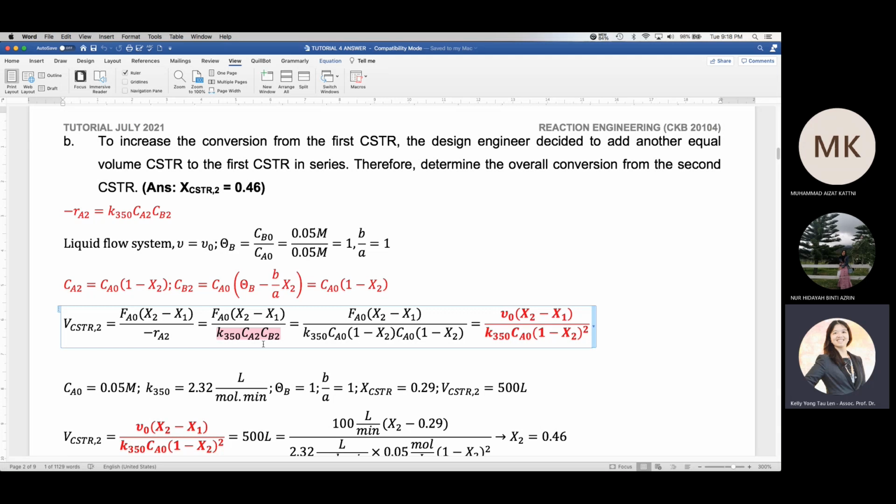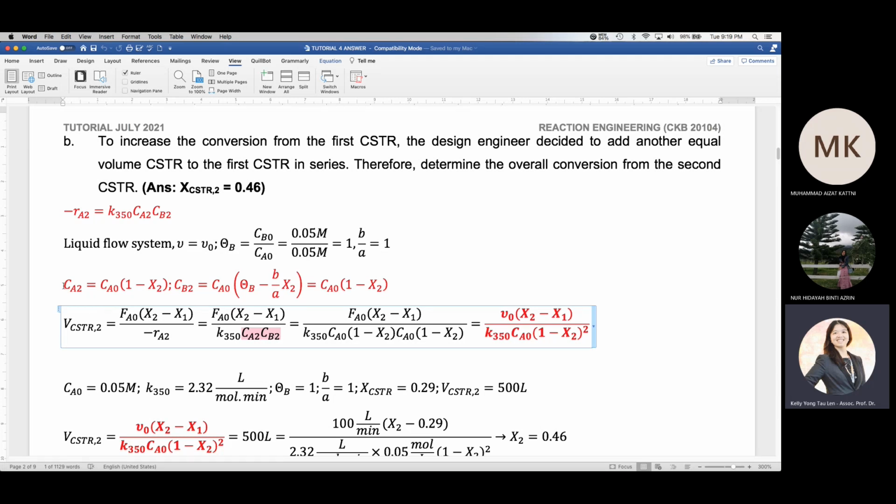K CA2 CB2. Okay, tetapi we still cannot solve because we don't know CA2 dengan CB2. Okay, kita nak solve ni sebab kita nak cari X2 kan. Kita nak tahu conversion dalam reaktor yang kedua. Kita nak cari X2. Maksudnya as I told you, segala unknown yang lain kita kena solve. So unfortunately CA2, CB2 pun kita tak tahu. Kalau tak tahu kita tak boleh solve lah kan. However, we can express CA2 dan CB2 in the form of CA0 and X.